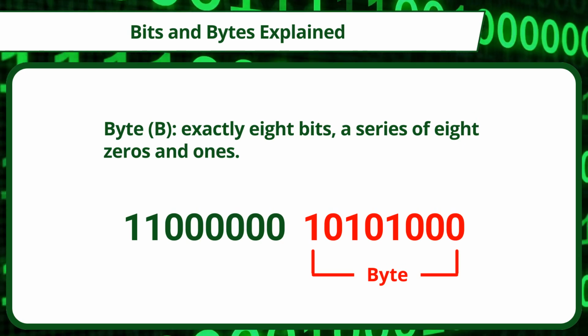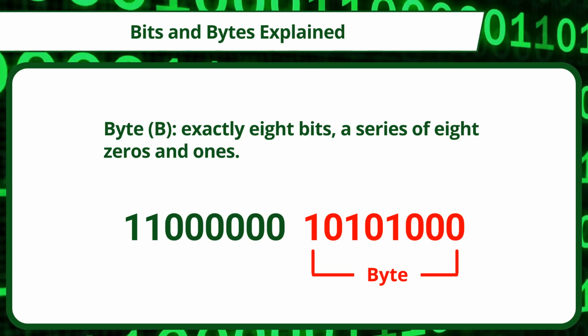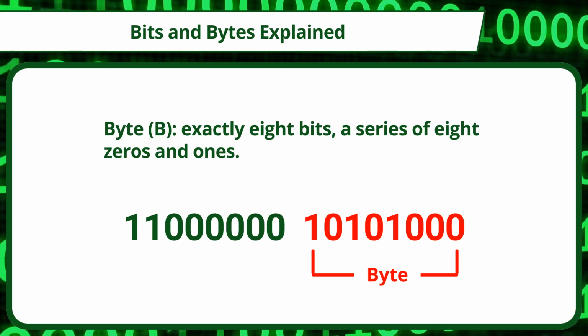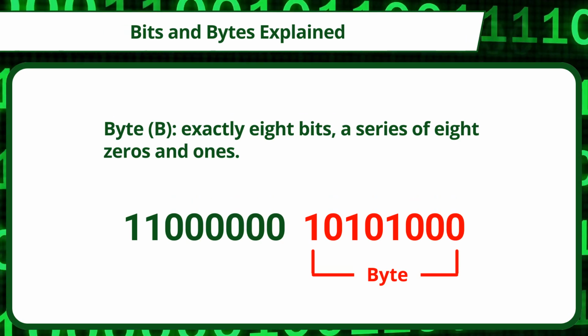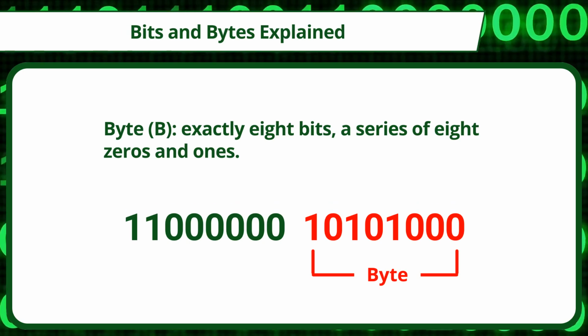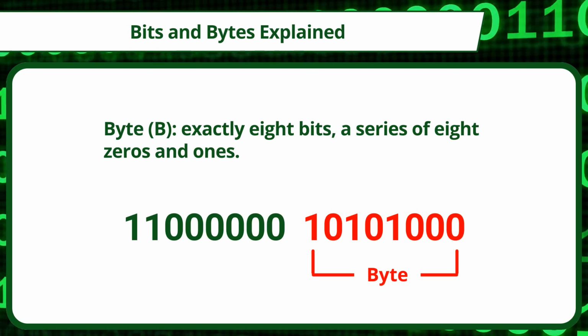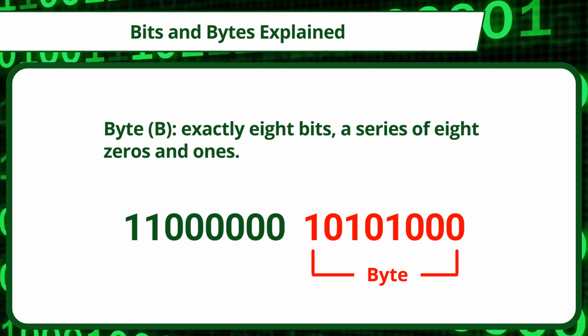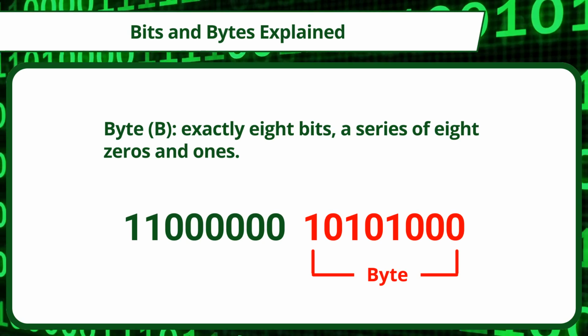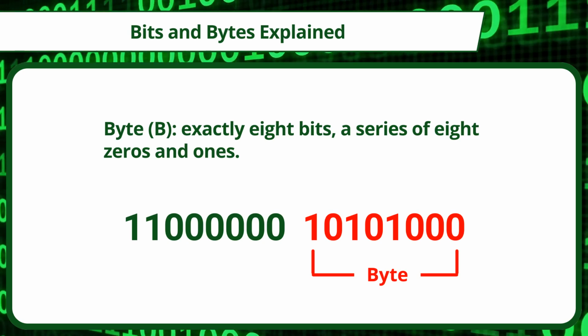Once we have more than one bit, we can start building combinations. 2 bits gives us 4 possible combinations of zeros and ones. 3 bits gives us 8 possible combinations. And by the time you have 8 bits, you have something powerful enough to represent numbers, letters, and symbols. This group of 8 bits is called a byte.